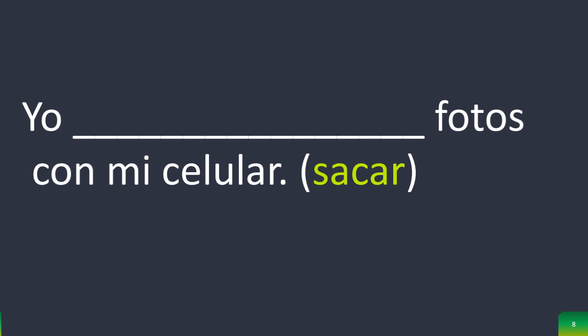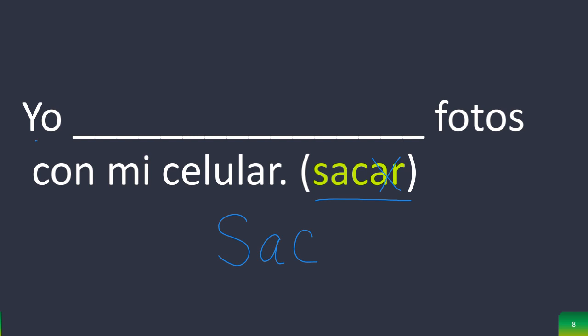So you can see that I have a blank here. We're going to put the verb in parentheses, the green verb there, sacar, in the blank, but before we put it in the blank, we want to conjugate it. So the sentence is, yo blank fotos con mi celular. So I take photos with my cell phone. We're going to take this verb, sacar, and we're going to take the AR off the end, because we know that that's our first step.